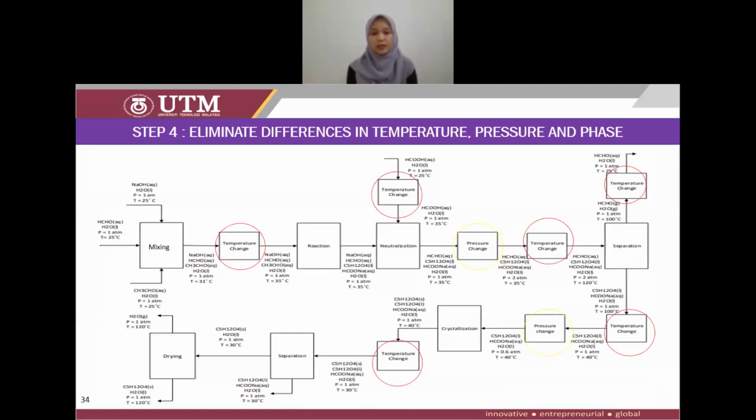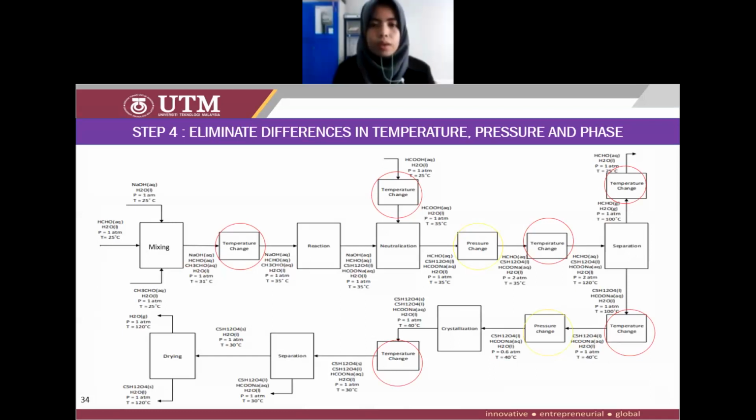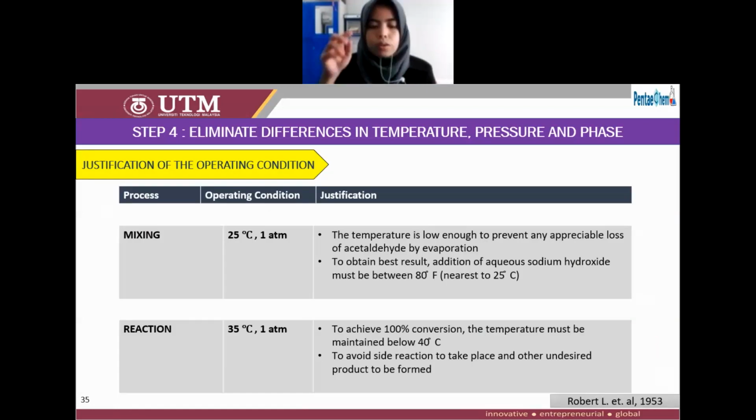Next. So now I will explain step 4. As you can see from the figure, there are 6 temperature changes and 2 pressure changes. To eliminate temperature change, we use a boiler, heater, or cooler. And to eliminate the pressure change, we use a pump or turbine. So these are the justification of the operating condition.